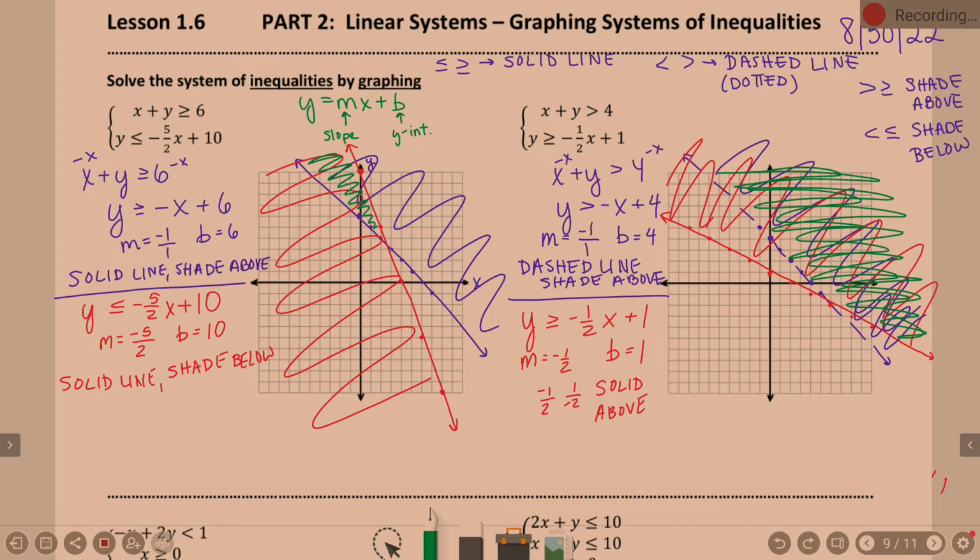Oof, that's a mess. Sorry, don't study that too hard. Even I did mine in colored pen, and I like it a lot better in colored pen, because I don't like that. Oh well.